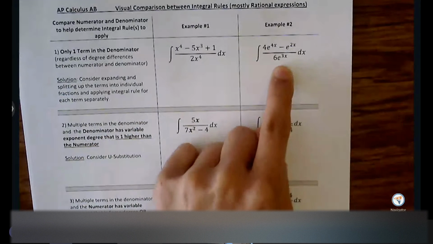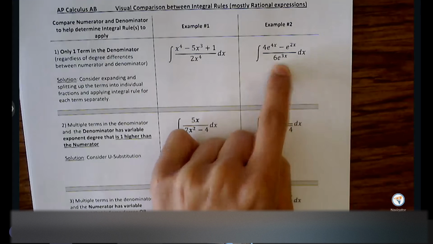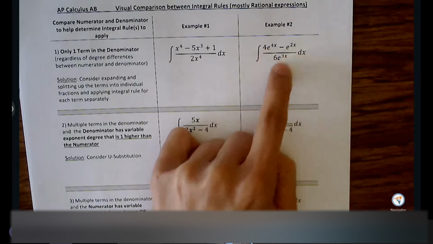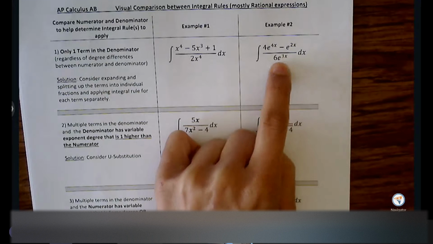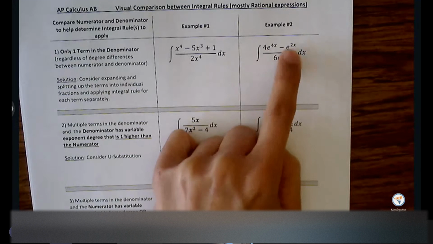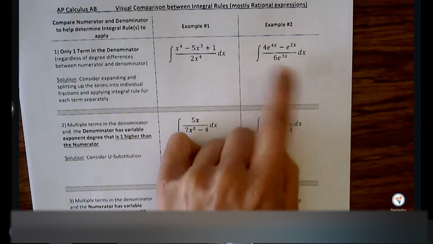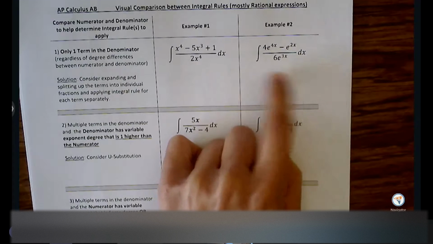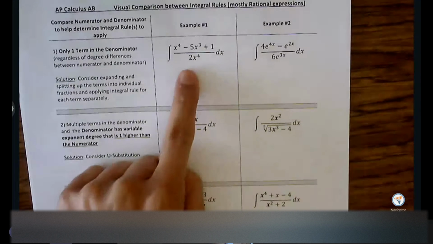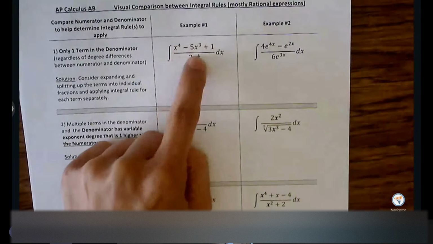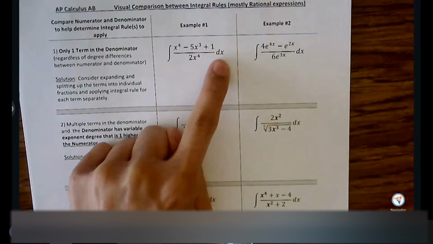Same thing with this. This is not a rational expression per se, but numerator and denominator are both under the same family of functions. So with only one term, I can split up into individual fractions and then handle them separately, applying individual rules for each fraction, for each term. Okay, so that's what we do if there's only one term. It doesn't matter what the degrees are. We're just going to split up into individual terms.